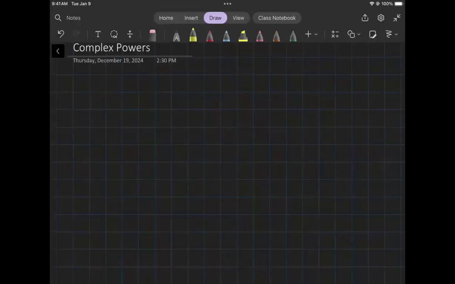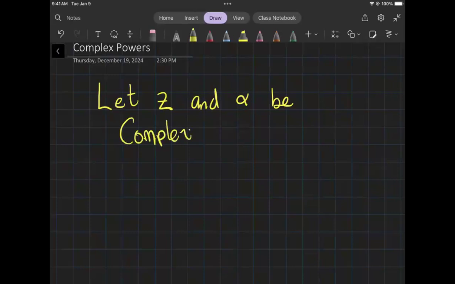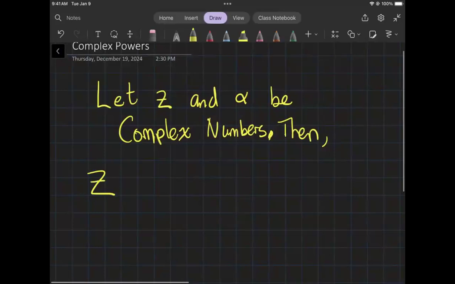All right, welcome back. In this video, we'll be looking at how to compute powers, where the powers of a number are complex numbers. Here is what a complex power is. Let z and alpha be complex numbers. Then z to the alpha is a complex power, by the way: z raised to the complex number alpha.